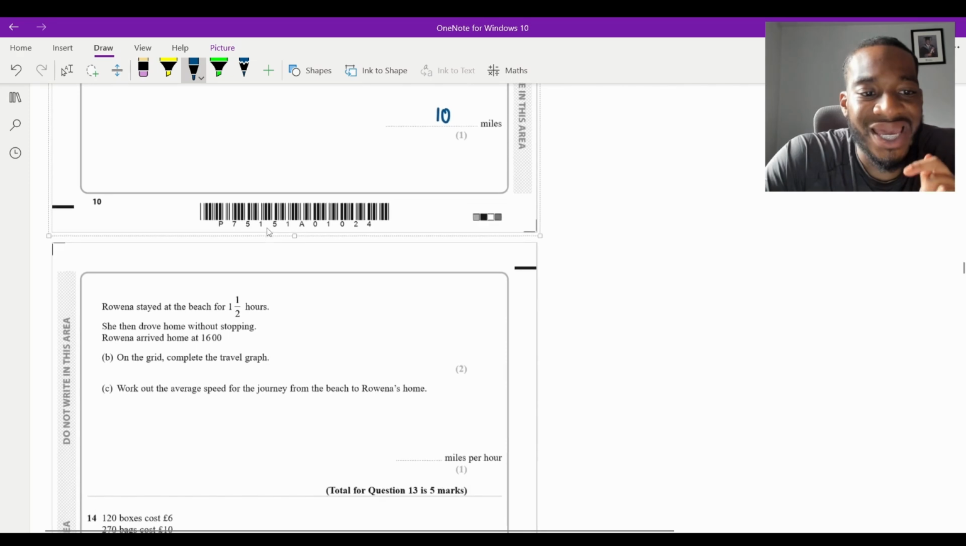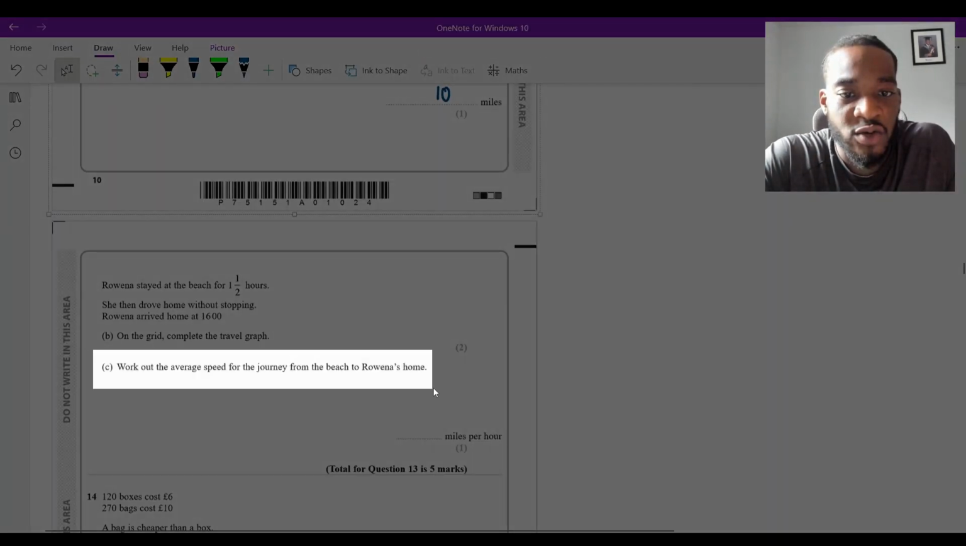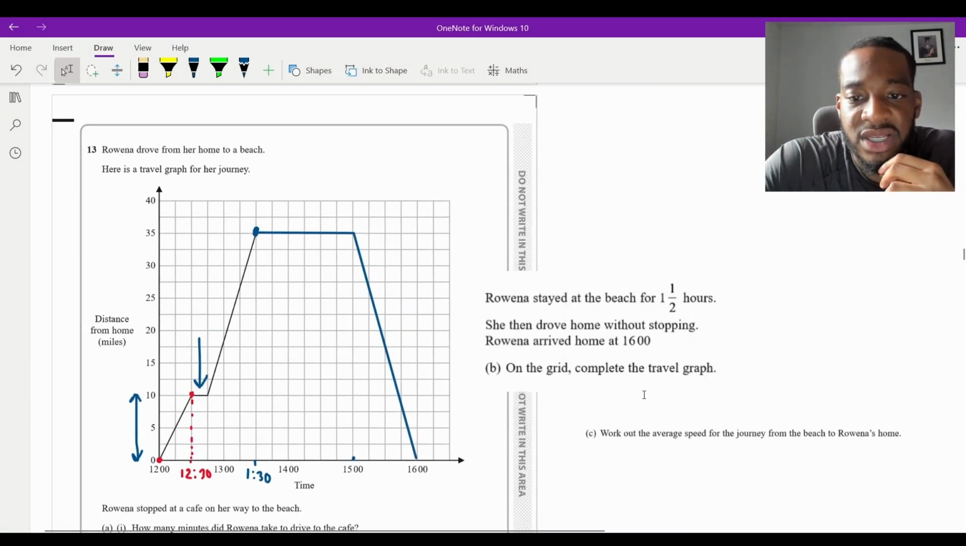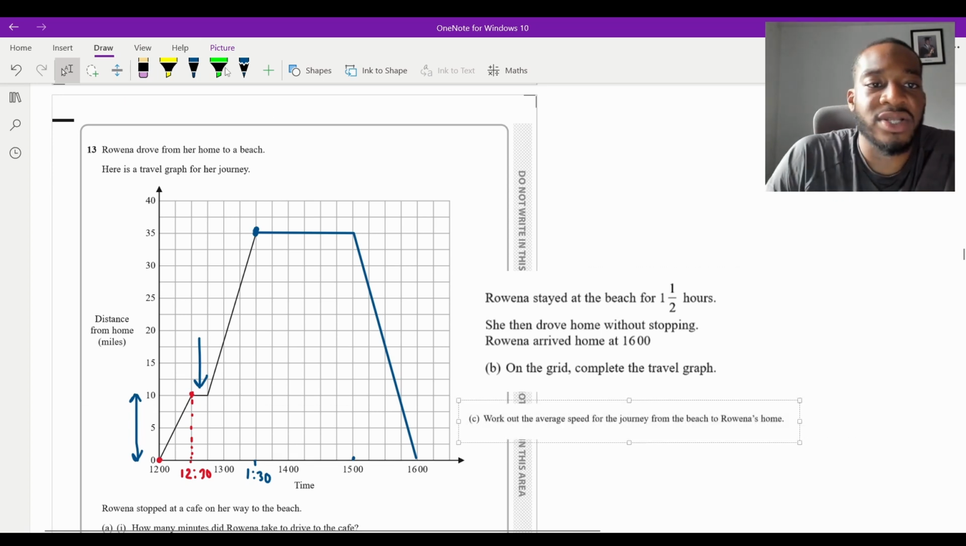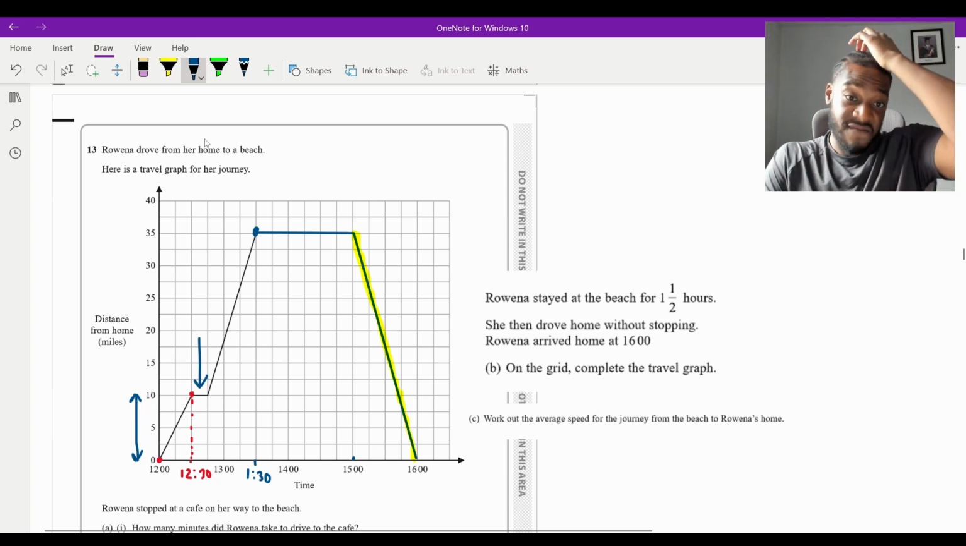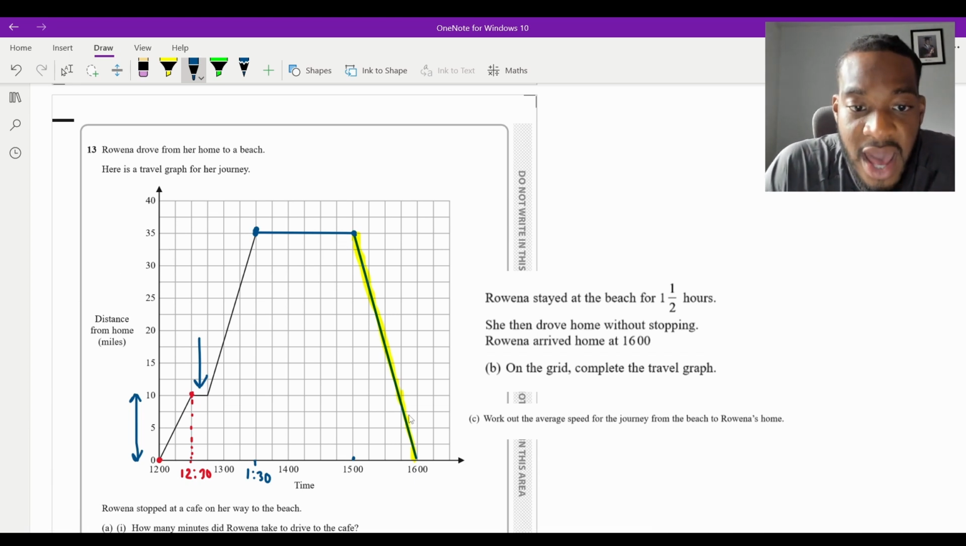Now, part C says we need to work out the average speed for the journey from the beach to Rowena's home in miles per hour. Well, that is going to be represented by the line going down, this part of her journey, this right here. So if I want to work out the average speed, let's see how fast she's traveled. Remember, speed is distance divided by time. Well, what we can see here is that she's 35 miles away from home, right? And she gets home at 4 o'clock. So she starts at 3 o'clock, gets home an hour later.